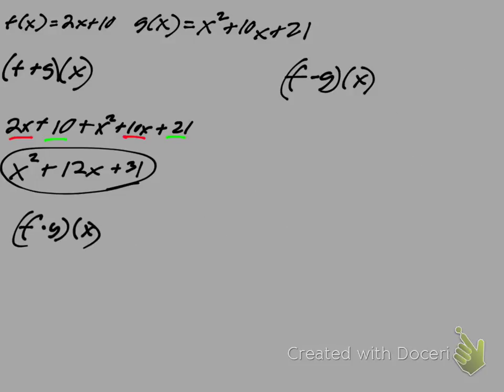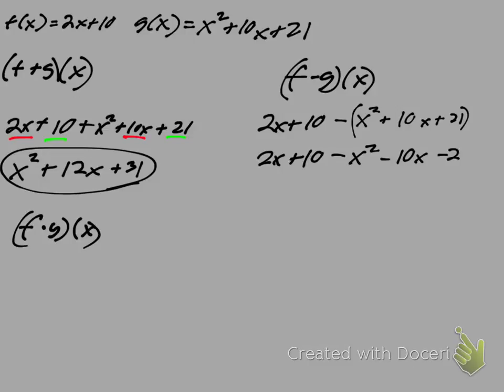Now do the subtraction the same way, but make sure you, in the subtraction one, we put what? Minus and then? Parentheses, good. X squared plus 10x plus 21. Distribute that negative next step. So 2x plus 10 minus x squared minus 10x minus 21. Get your like terms. So once again, x squared's all by its lonesome. We have the 2x and the negative 10x, which give you negative 8x, plus 10 minus 21, negative 11.